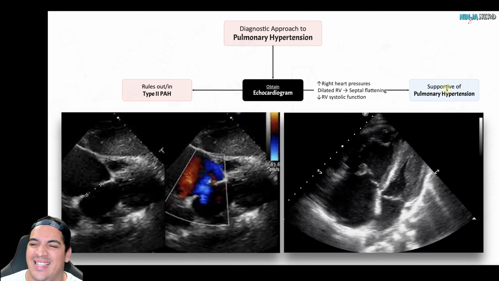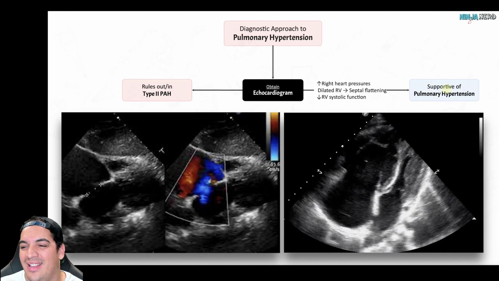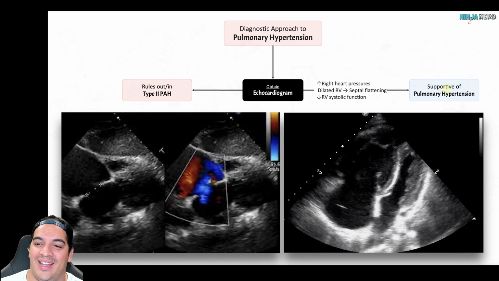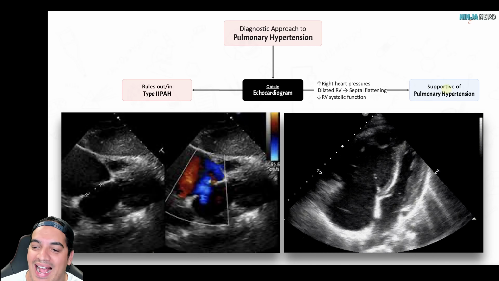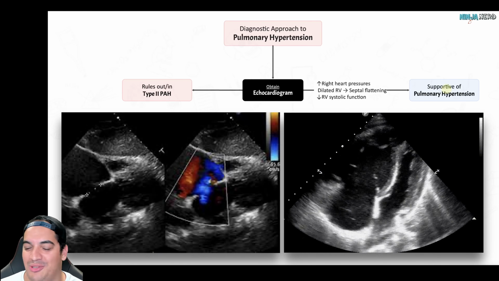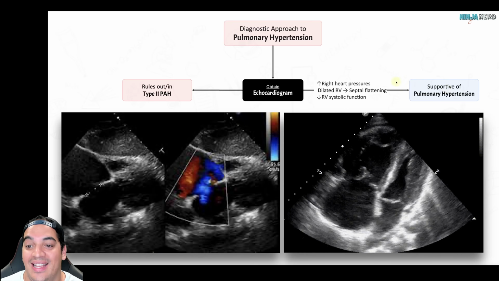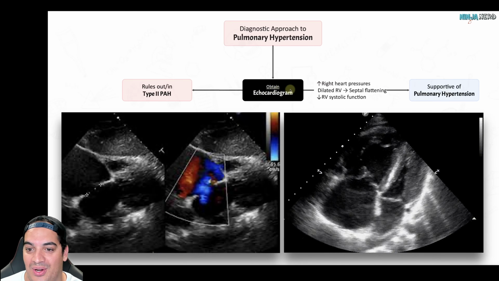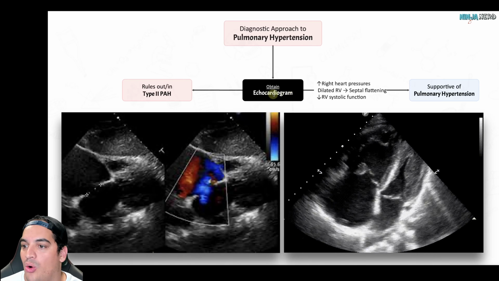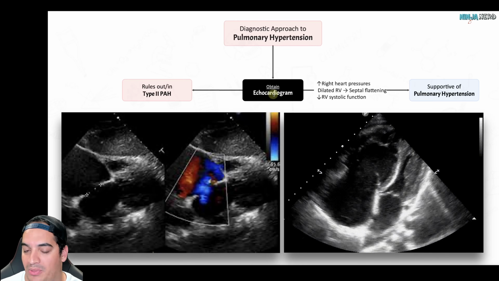There are other tests that you could do. Chest x-rays could show a pruning of the pulmonary artery. EKG could show right axis deviation, right bundle branch block, right ventricular hypertrophy, but they're not going to be definitive tests. This is a really good test to get you started off with. I would always pick an echo over the chest x-ray and ECG for pulmonary hypertension.